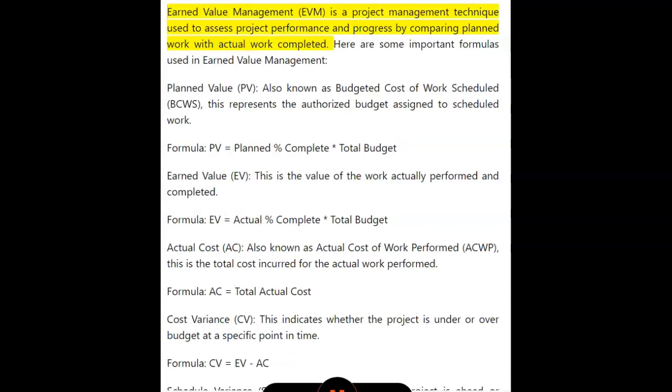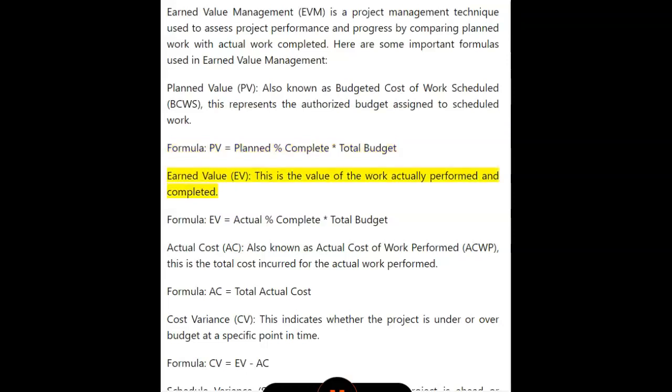Earned value management, EVM, is a project management technique used to assess project performance and progress by comparing planned work with actual work completed. Here are some important formulas used in earned value management. Planned value, PV, also known as budgeted cost of work scheduled, BCWS. This represents the authorized budget assigned to scheduled work. Formula: PV equals planned % complete * total budget.